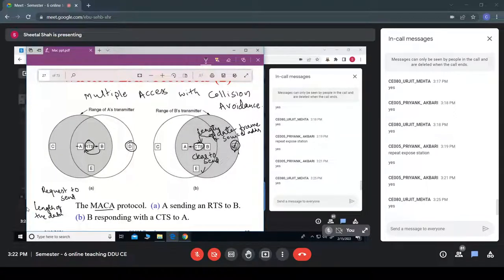So when the CTS is received by station A, it sends the data frame to station B. After a certain amount of time, even D can sense the channel, and it can again send the RTS or CTS signal to the other stations. Are you getting this, request to send and clear to send?